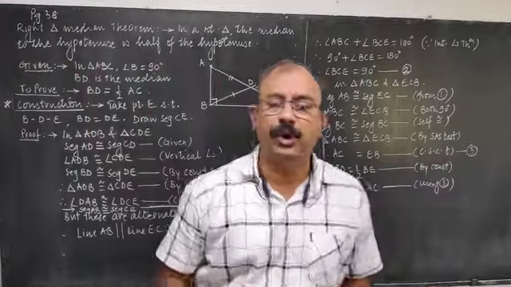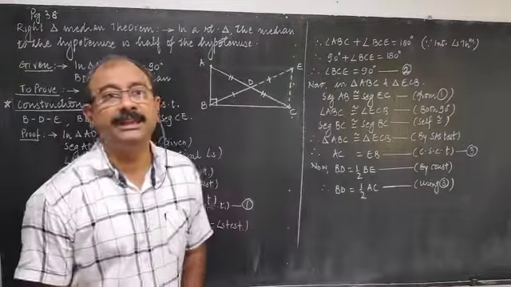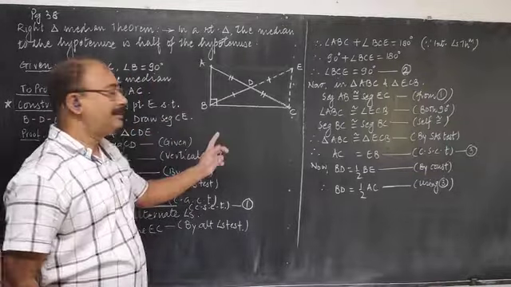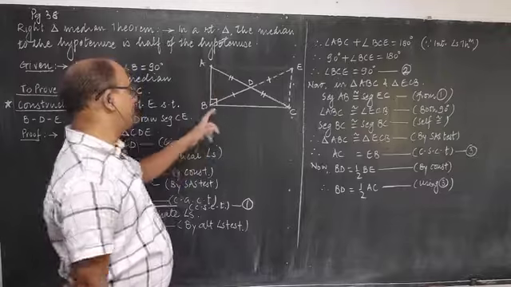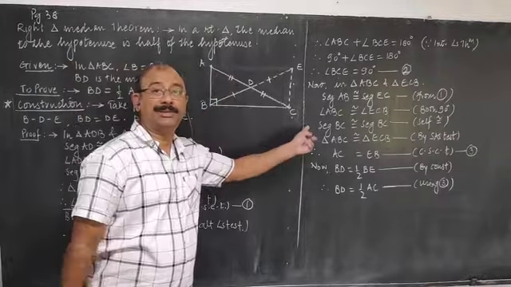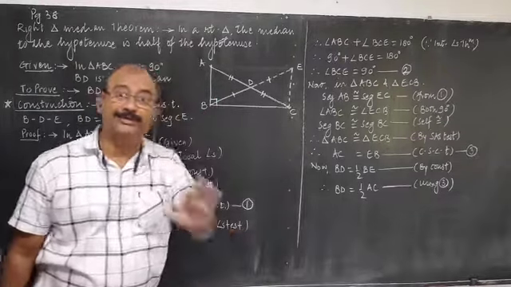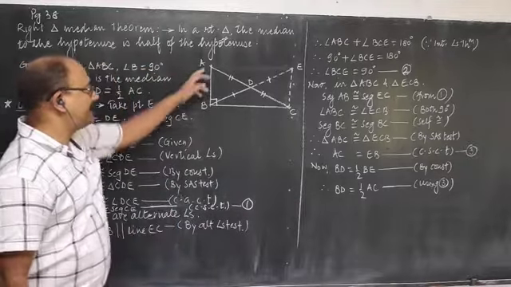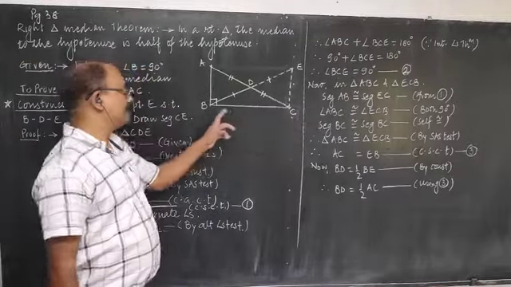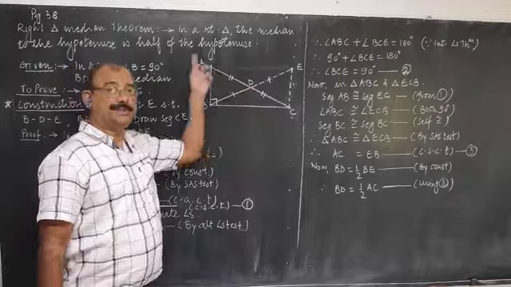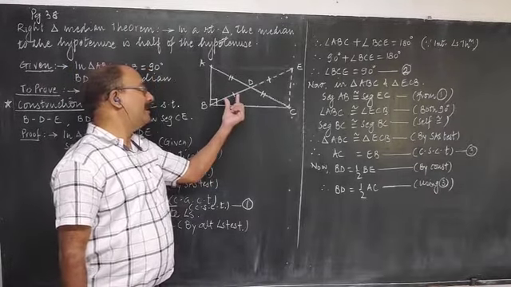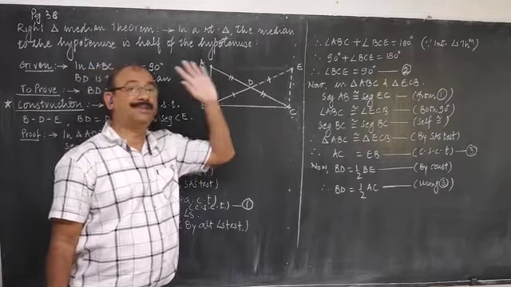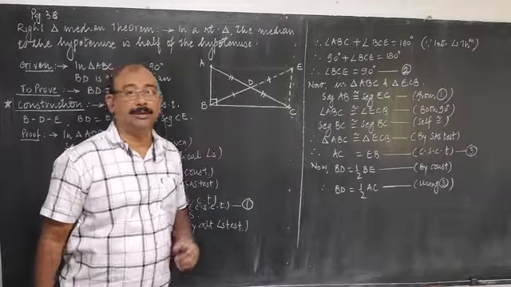Okay. So what the theorem says: in a right triangle, the length of the median drawn to the hypotenuse is half of the hypotenuse. So this is the right triangle, this is the median drawn to the hypotenuse, and what we want to prove is that the length of this median is half of the hypotenuse. Now let us start the proof.